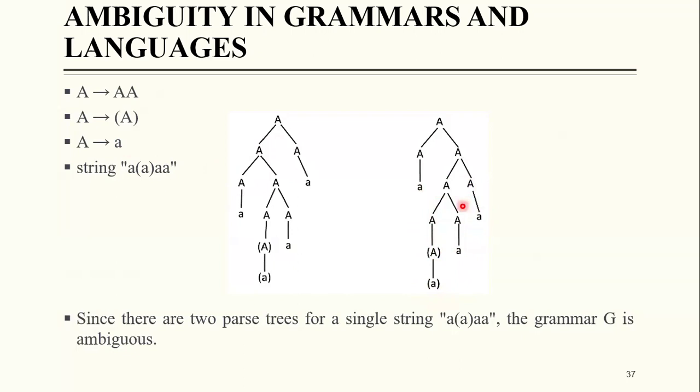So this is again the same input string. So there is a possibility for constructing more than one parse tree for the given input string, so it is said to be ambiguous. Thank you all.